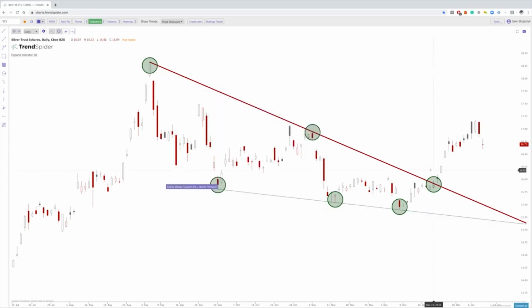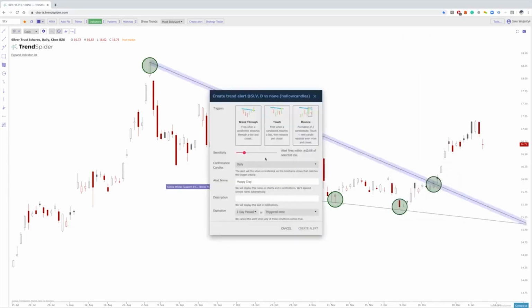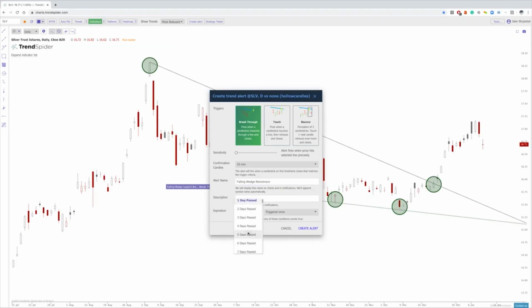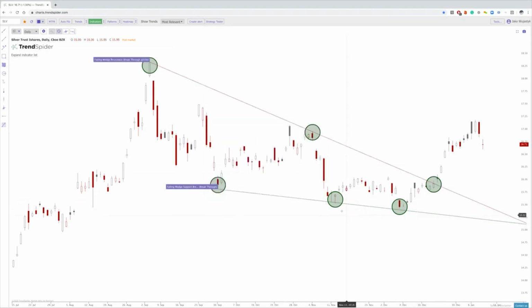Same thing on the top here, we'd create an alert, and then all we need to know is anytime the price breaks through either one of these lines, we know it's time to start looking at the price action in a little more detail. So this is an example of just creating an alert on both sides of a falling wedge, both the support and resistance, and when the price breaks through one of them, you know it's time to start getting a little more involved.